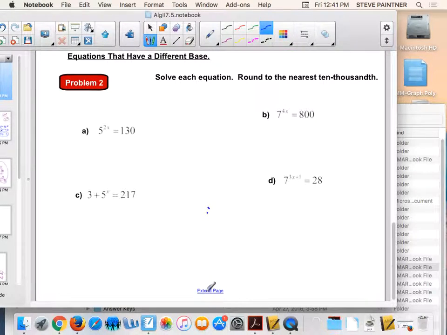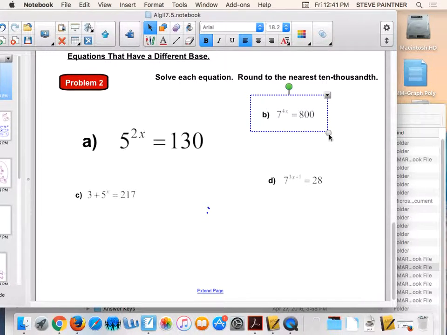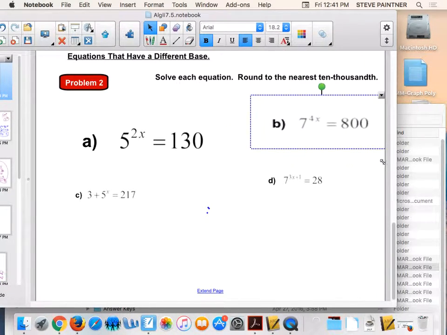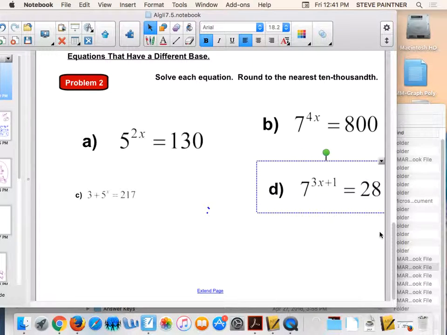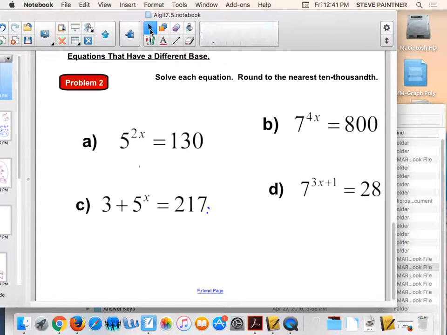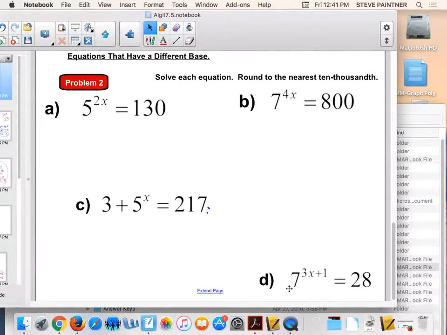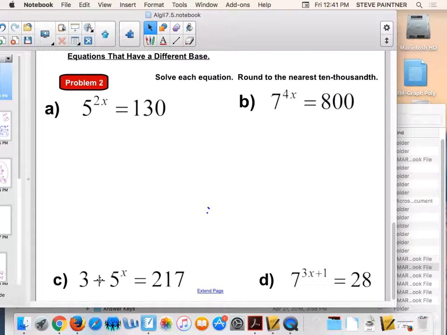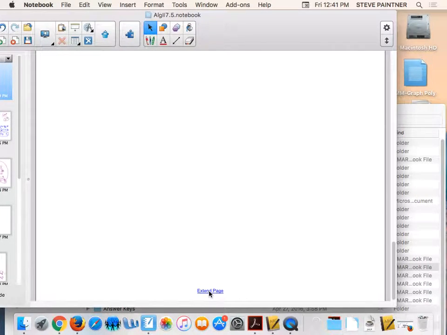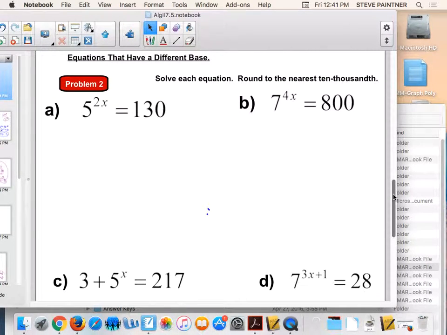Hang on. Okay. Again, you can't read them, so let me get these bigger. What you guys can't read is the exponents, I don't think, can you? Okay, here we go. Okay, so there you go.